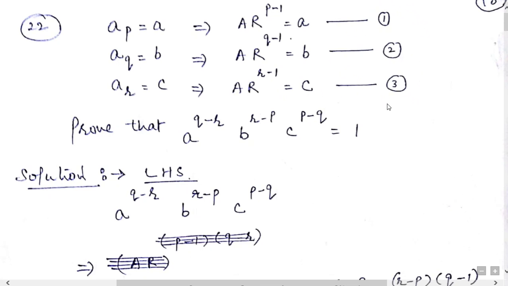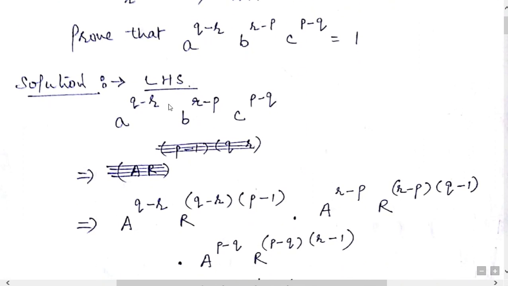Basically, these terms are given to you and you have to prove a raised to power q minus r, b raised to power r minus p and c raised to power p minus q is equal to 1. Now what to do? Basically insert these values a, b and c from equations 1, 2 and 3 in this equation on the left hand side. Okay, a raised to power q minus r, b raised to power r minus p and c raised to power p minus q. Insert the first value, it's a r raised to power p minus 1 and power q minus r. Similarly second term and third term.